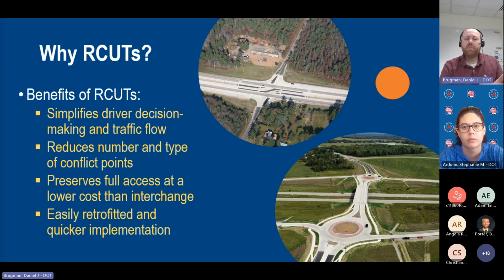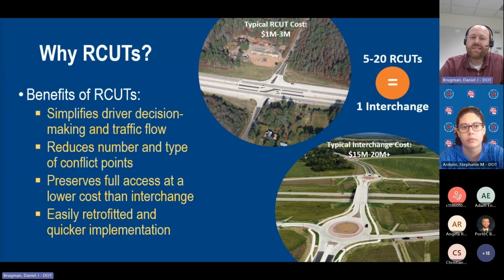Another key benefit and principle of these is that it maintains full access to the roadway, whereas some of our engineering countermeasures restrict everything. These intersections do not restrict access to the roadway facility, but they do displace those movements. Lastly, RCUTs are significantly less costly than some of our grade separated alternatives, like an overpass or an interchange.